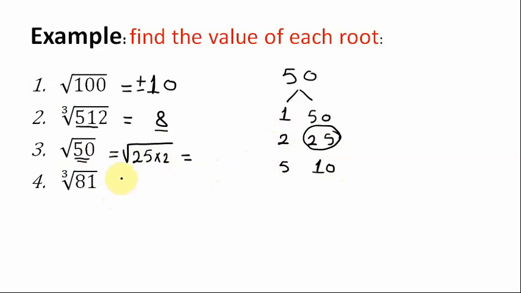So instead of root of 50, I'm gonna write root of 25 multiplied by 2. Then we will find the square root for each number. So root of 25 equals 5, and root of 2 we don't have, so we keep it here. So 5 root of 2 is the answer of root of 50.